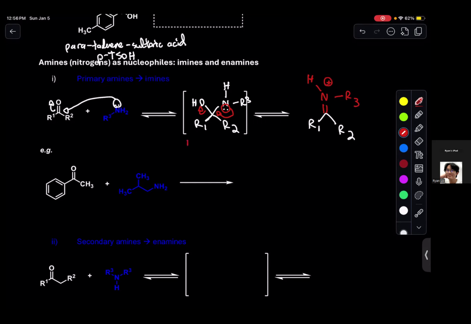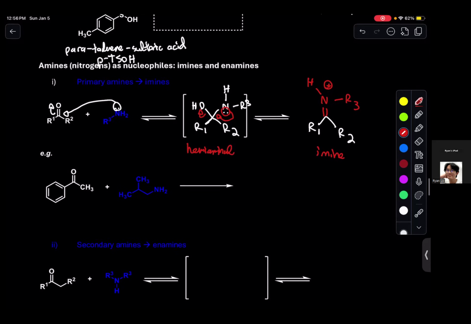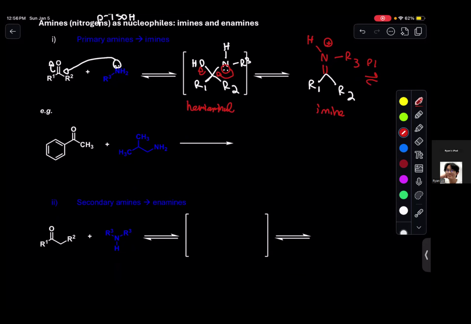So this is going to be your hemiaminal. This is your imine. Yep. And then from there, just proton transfer.